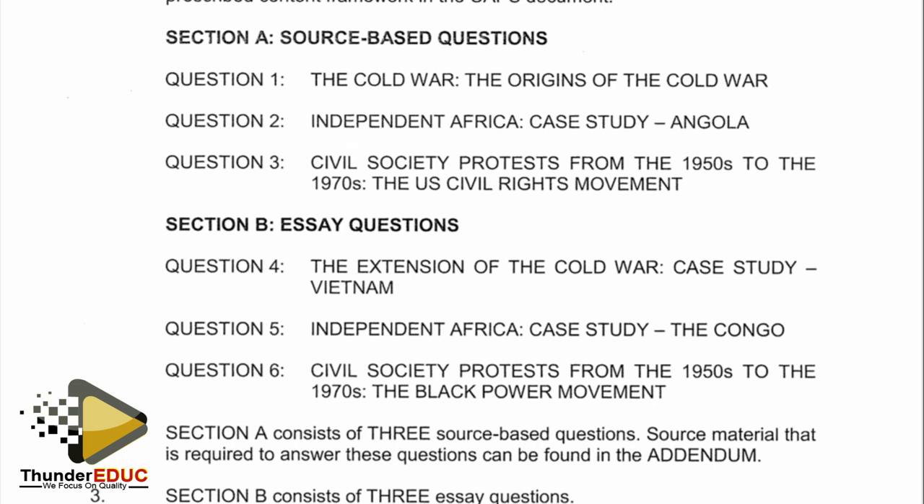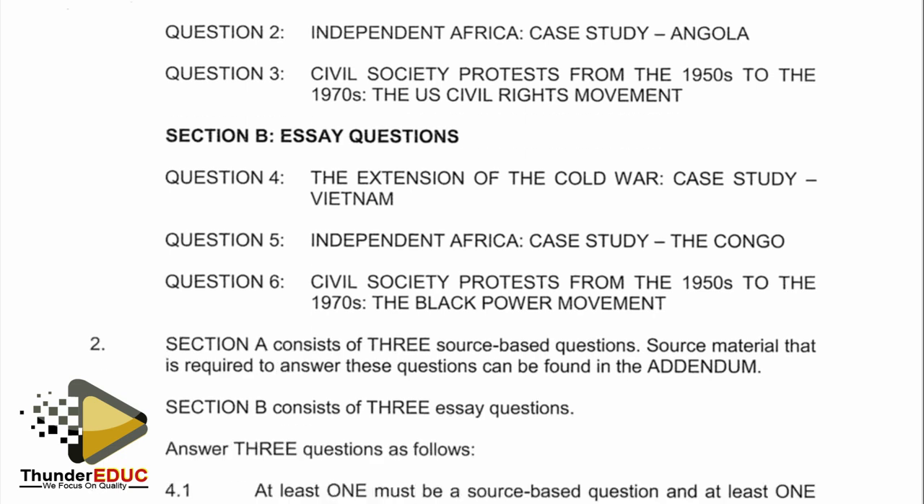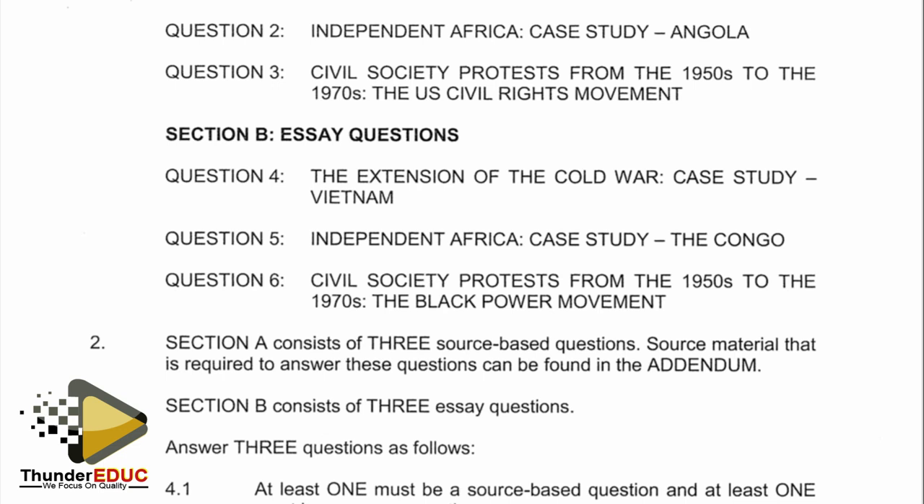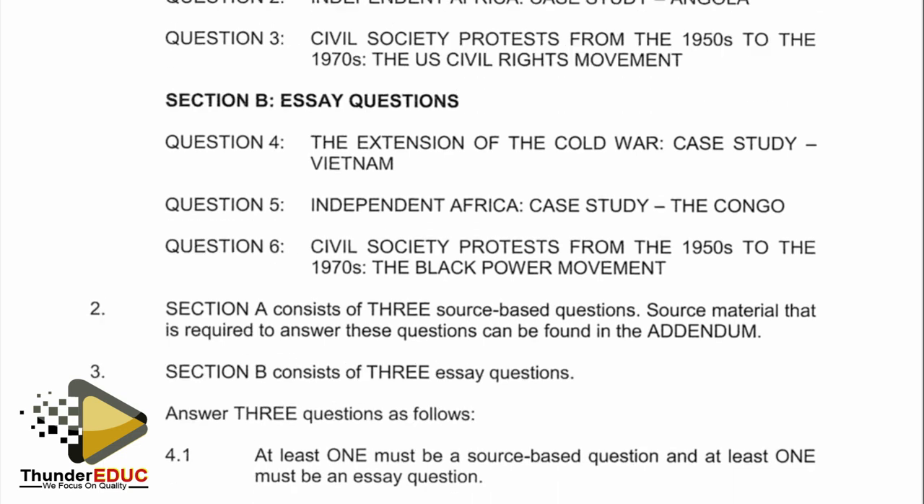Then Section B, which is an essay section, also has 3 questions, from question 4 to question 6. The first is the extension of the Cold War, a case study based on Vietnam, where we look at the war between the US and the Viet Cong in South Vietnam. Question 5 is independent Africa, a case study for the Congo, where we look at the successes and failures of Mobutu Sese Seko as the leader of the independent Congo. Then question 6 is civil rights protest from the 1950s, which is the Black Power movement.